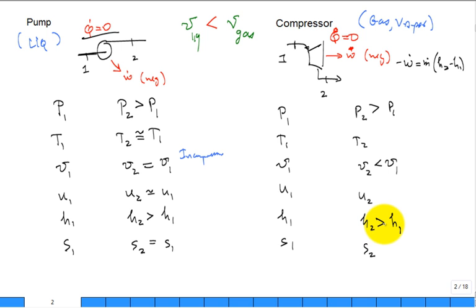What about entropy? Well, if it's not a very good compressor, there's a lot of friction, irreversibilities, but let's say it's the best compressor the best engineer could ever design and implement and build. Frictionless compressor. Would it be equal? That's the best we can do. So we're going to analyze it as the best compressor, right? This would be the best pump. This would be the best compressor.